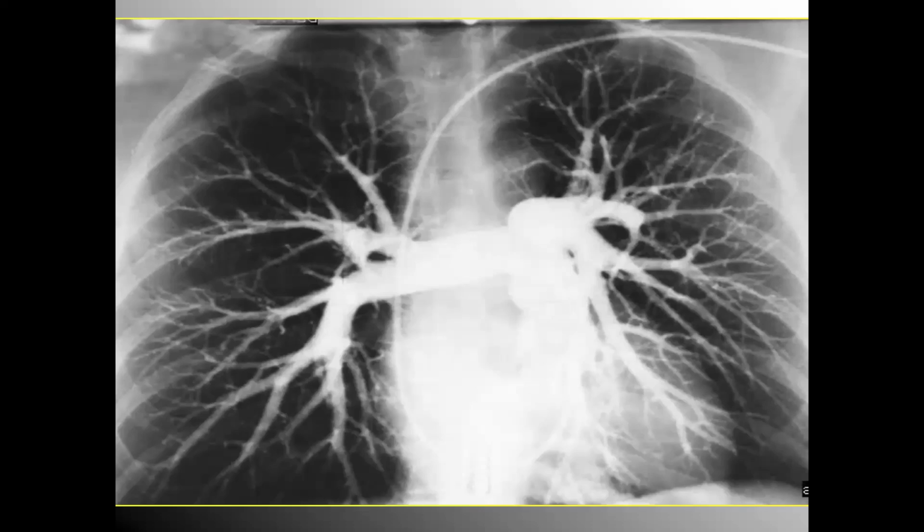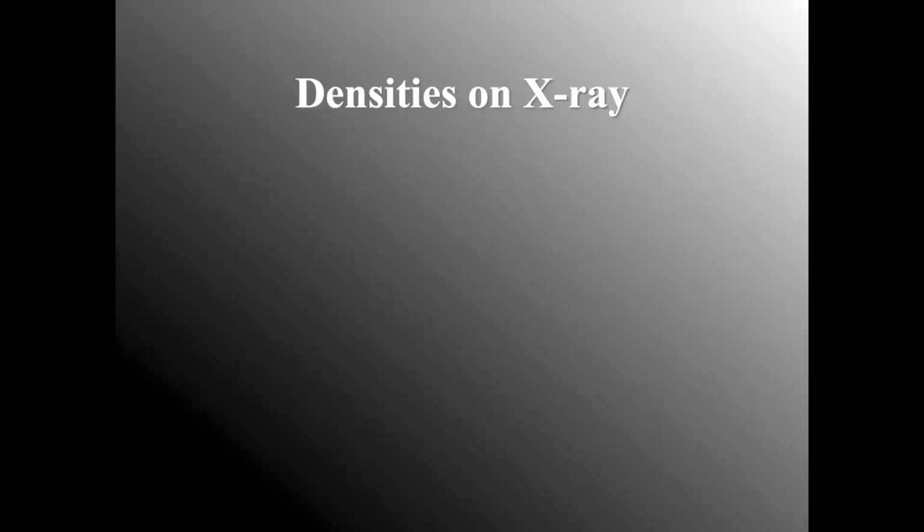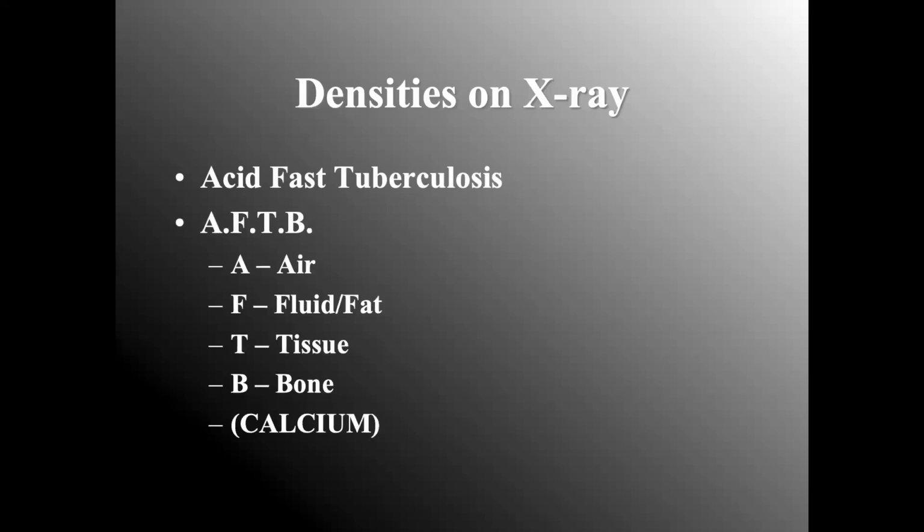And on this next slide, I hope you'll remember this the rest of your professional life here. The densities on X-ray, they follow a good mnemonic device. This is what we teach our students, acid-fast tuberculosis. Now, I know we're not out there staining all the time, but it's just a good way to remember AFTB. This is the thing you need to remember: air, fluid, fat, tissue, bone, and then calcium is in a league of its own.